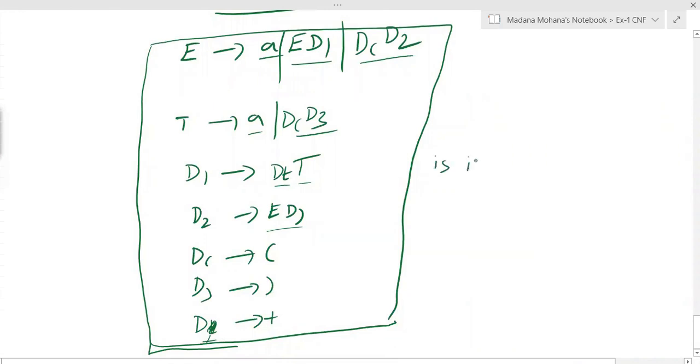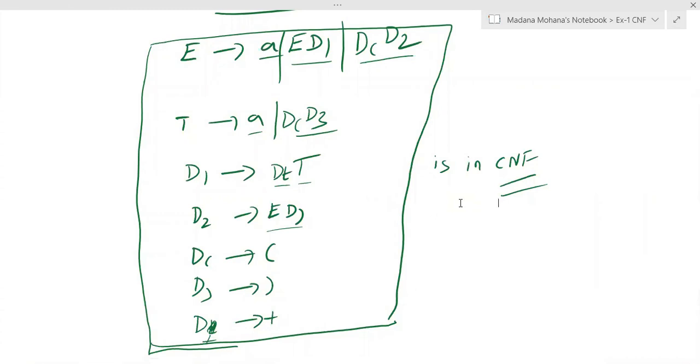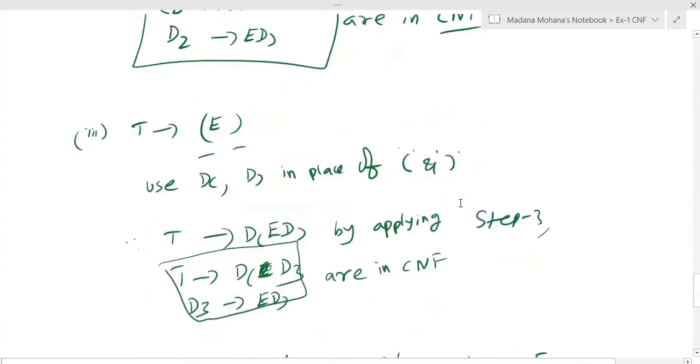Therefore all productions are in the form of two variables length or a single terminal. Therefore this is the grammar which is in Chomsky normal form. So like that each and every production we have to reduce to either two variables length or a single terminal on the right hand side. Then only you can say the grammar is in Chomsky normal form. So like that for any given problem we have to follow this procedure with the four steps combination.